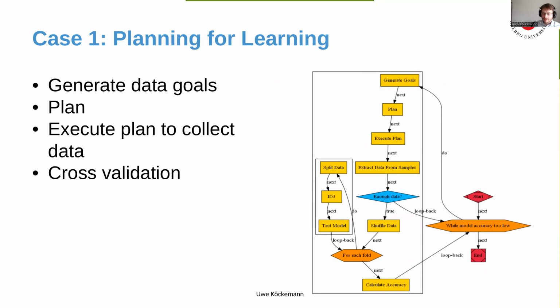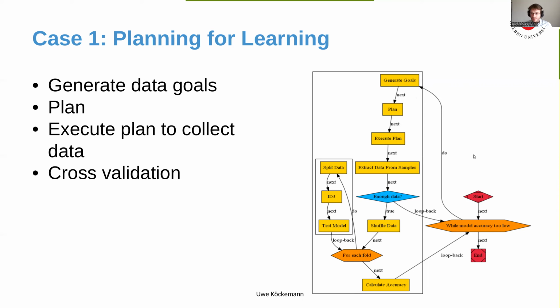Now, the first case is using a planning system to support a learning system. On the right side here, we see a more or less complete version of the flow chart, where the yellow boxes are some kind of algorithms. For instance, we see here a planning algorithm. The blue shapes are decision points. The orange shapes are loops. And the red shapes here are just the start and end points of the system.